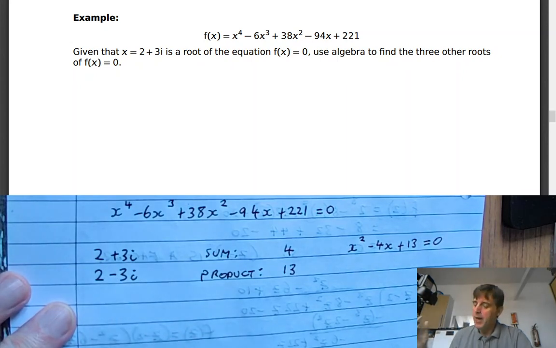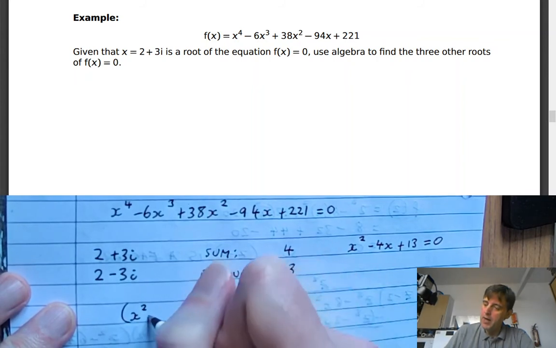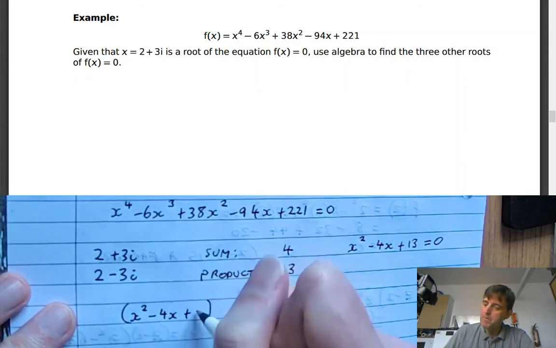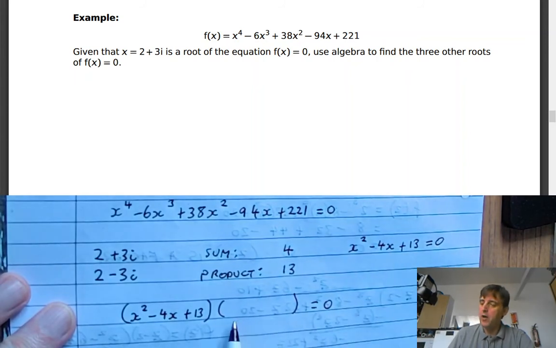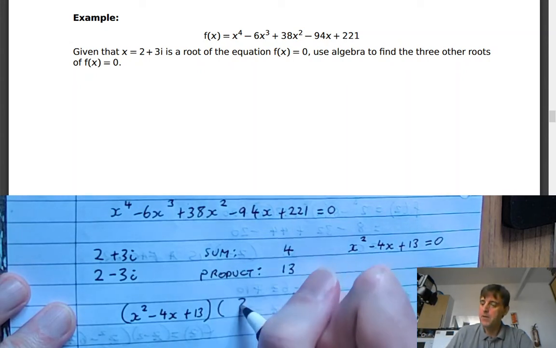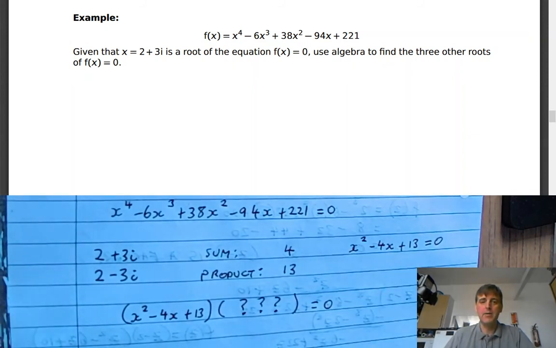Okay, so how is this going to help us with our quartic equation? Well, it must mean that I can factorize it into x squared minus 4x plus 13 times some other factor. And if I can work out what that other factor is, then I can work out the roots of the equation by working out when that other factor equals 0. So what goes in there? How am I going to get that?